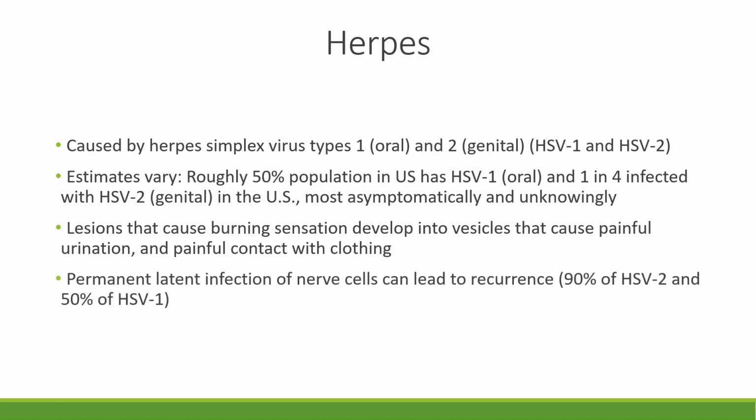Once infected, the virus stays in the body for life. That's because it's a retrovirus. So these viruses, they hide, quote unquote, in nerve cells where they can reactivate later. About 90% of people with HSV2 and about 50% with HSV1 do experience recurring outbreaks. There's no cure. But there are antiviral drugs like acyclovir that can reduce symptoms, shorten the outbreaks, and lower the chance of recurrence.